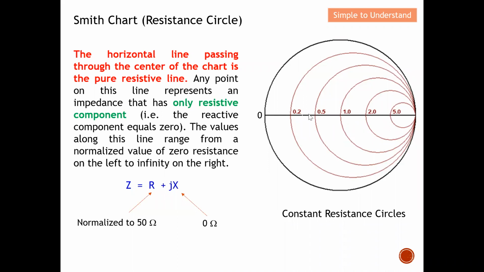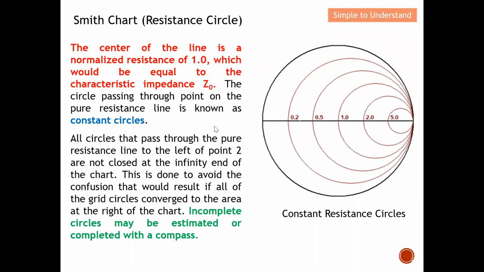This line here is basically a constant resistance circle. Next, the center of the line is a normalized resistance of 1.0, which means that this is right at the middle of the Smith chart. This is what we call the center of the line. It's a normalized resistance of 1, which will be equal to the characteristic impedance Z0 as illustrated here, which means that this point is exactly equal to the characteristic impedance that you actually normalize.